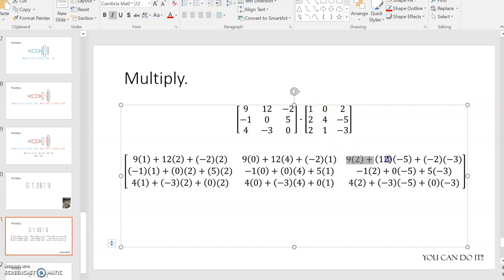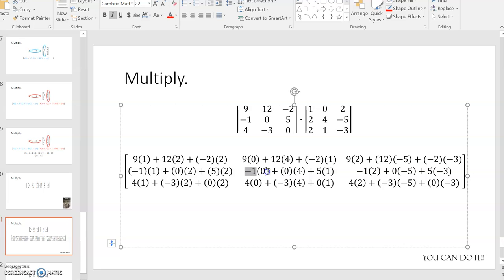And then the same idea for the last one, except then I'm looking at the third column, so first row, third column, so the 9, the 12, and the -2, but then with the 2, -5, and the -3. Then if I'm going into the second row, I'm looking at the -1, the 0, and the 5, but I'm still in the first column, so I'm multiplying -1 times 1, 0 times 2, and then 5 times 2. So again, the second row, first column.